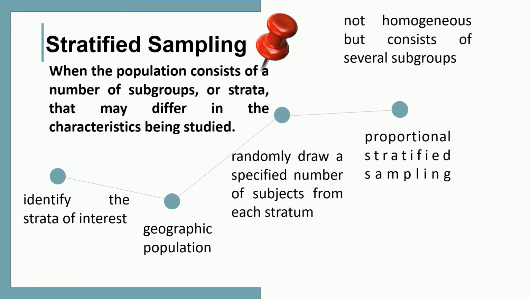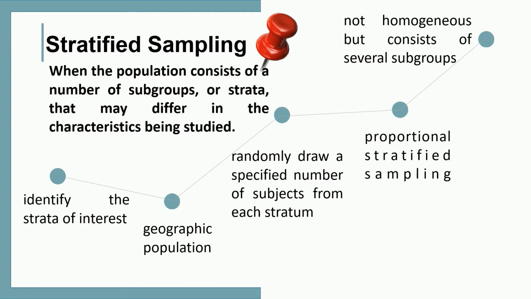You may either take equal numbers from each stratum or select in proportion to the size of the stratum in the population, which is known as proportional stratified sampling, in which each stratum is represented in the sample in exact proportion to its frequency in the total population. For example, if 10% of the voting population are college students, then 10% of the sample of voters to be polled will be taken from this stratum. When the population to be sampled is not homogeneous but consists of several subgroups, stratified sampling may give a more representative sample than simple random sampling.